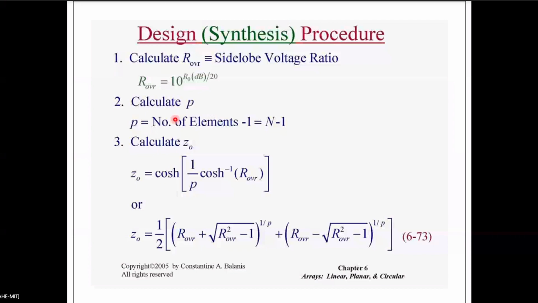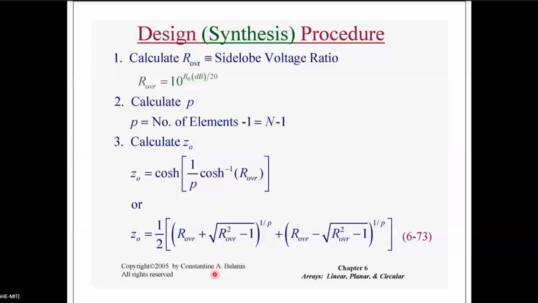Next, to calculate P, there is a parameter P required. Okay, P is 1 less than the number of elements. So n minus 1. Have you understood? P, small p, is 1 less than the number of elements. First one is to find out this, second one is this. Have you understood? Yes, sir.